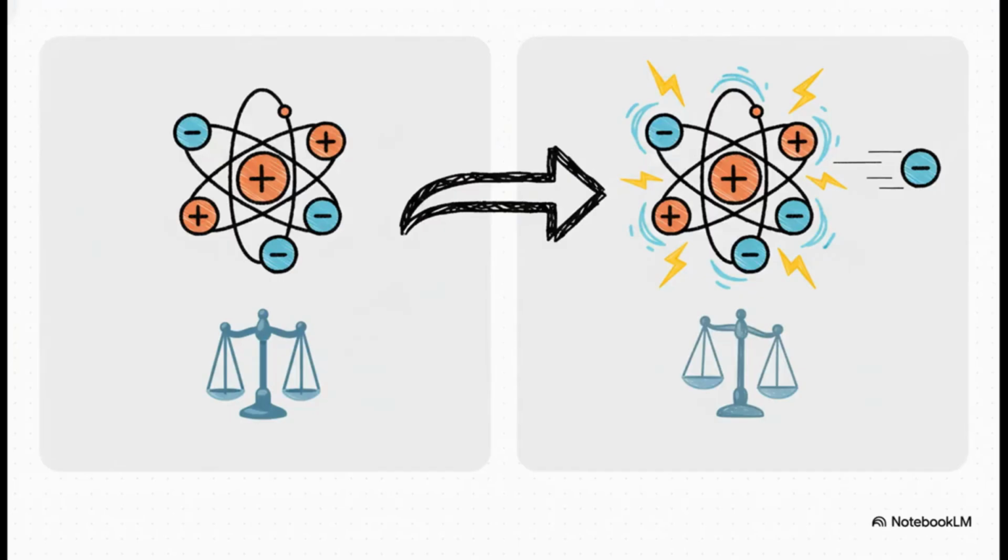Well, that's when an atom becomes something called an ion. An ion is really just an atom that's no longer neutral. It's either gained or lost an electron, and that simple act completely throws off that delicate balance we were talking about, leaving the whole thing with either a positive or a negative charge.